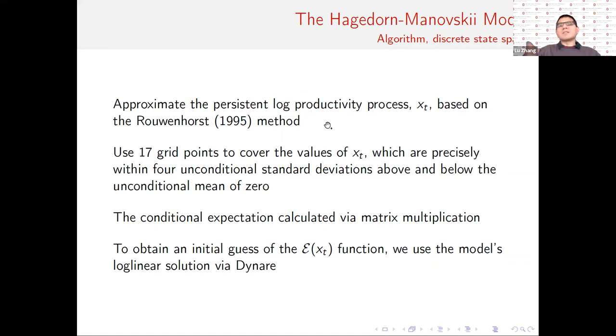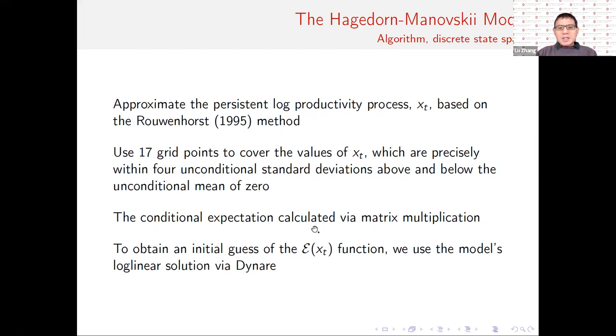And we provided all kinds of details to justify the statement I just made. And the details are in the paper. I won't spend time in the presentation to discuss that point. So we use 17 grid points on the Rouwenhorst method. So the 17 grid points cover exactly the values of x_t that are within four unconditional standard deviations above and below the mean. Oh, by the way, I should have mentioned at the beginning of the presentation, all the programs are linked below the video and they are on my research page as well.